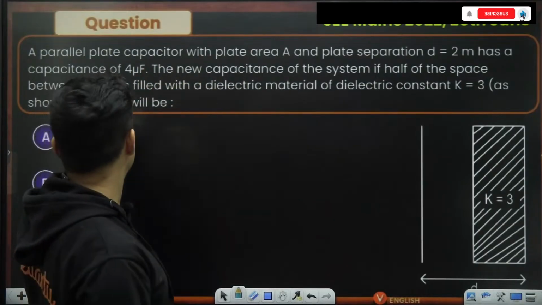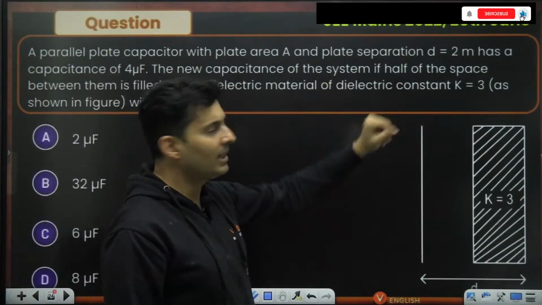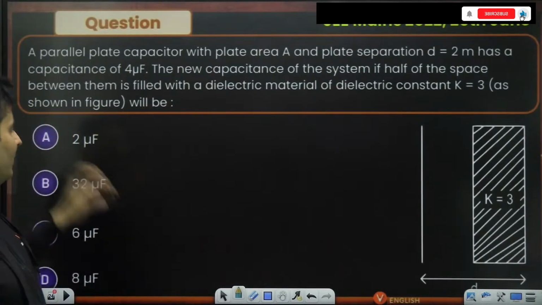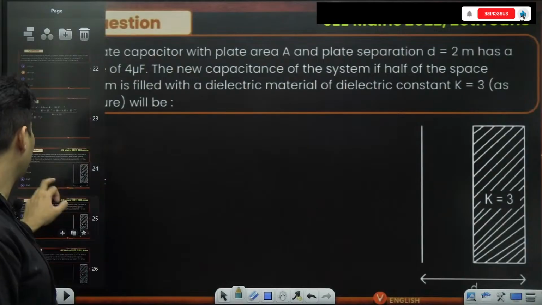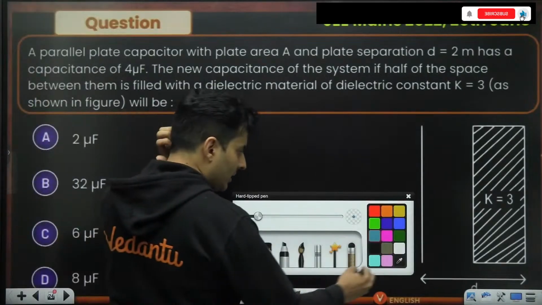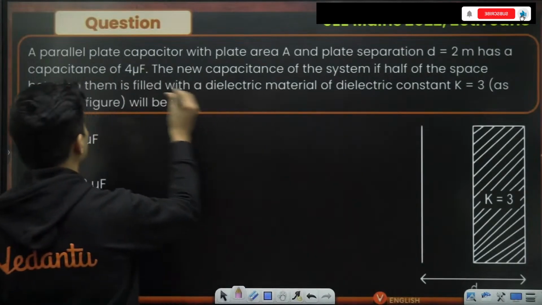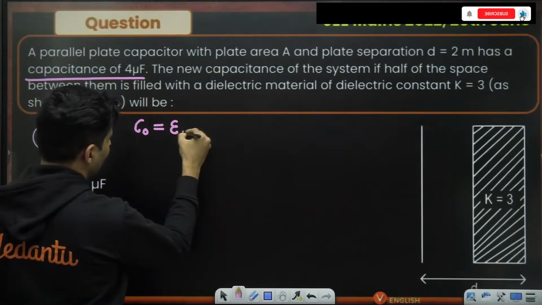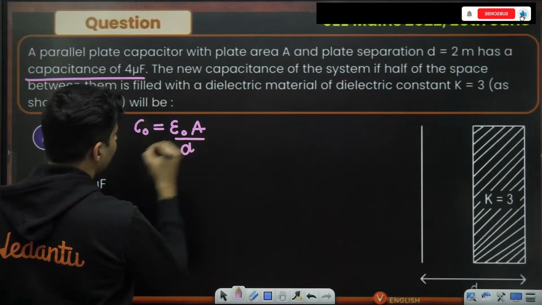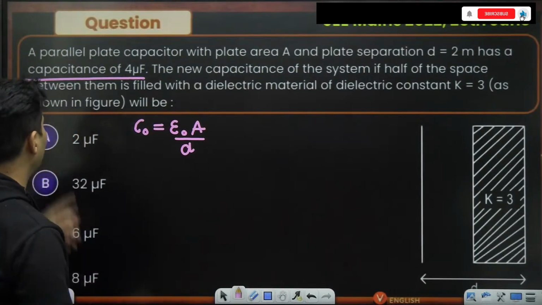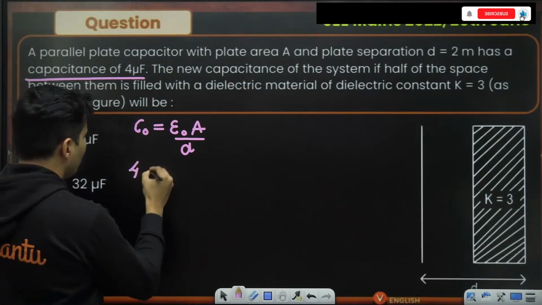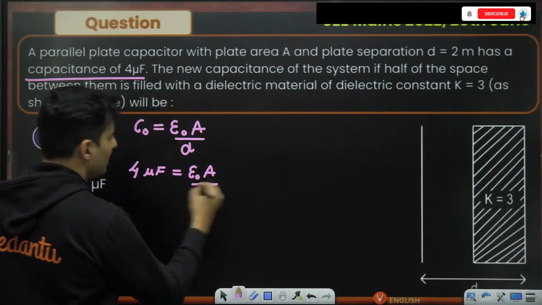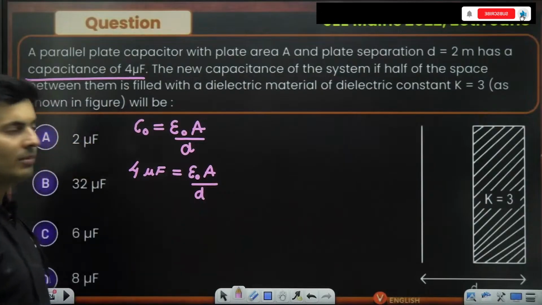The new capacitance will be when you fill it with a constant of k is equal to 3, such that half of its space is filled in between, like that. Okay, so first let's solve this particular problem just for the old capacitance, which is C naught, which is epsilon naught A by D. So C naught is basically epsilon naught A by D, which is nothing but 4 microfarad, when there is absolutely nothing in between.